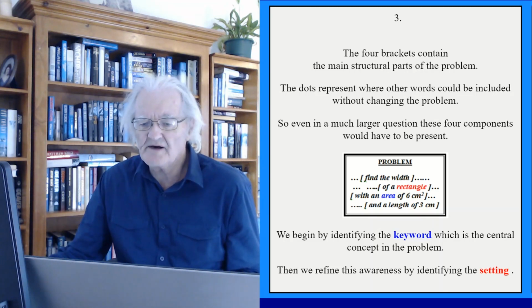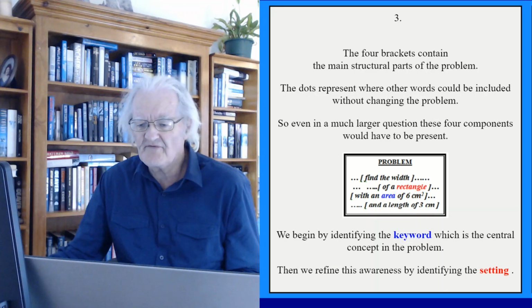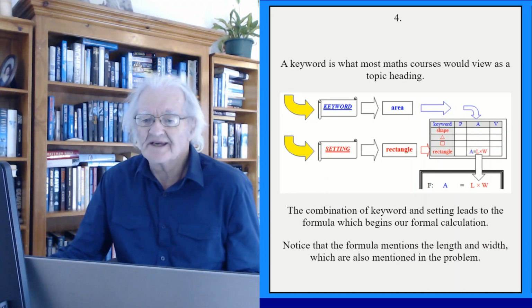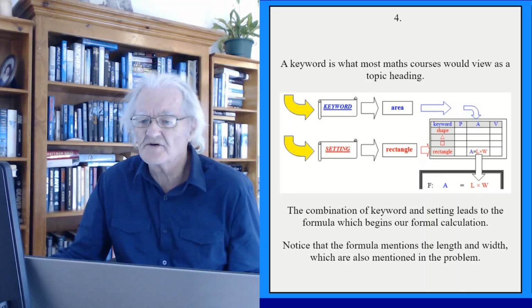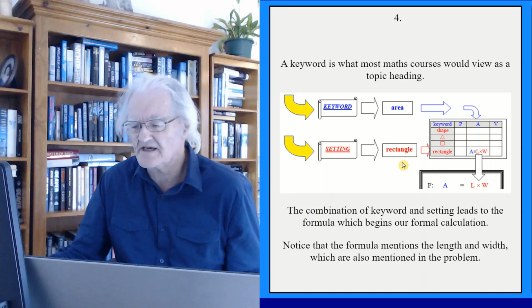We begin by identifying the keyword, which is the central concept in the problem. Then we refine this awareness by identifying the setting. A keyword is what most courses would view as a topic heading. So here, our analysis finds the keyword is area. The analysis also indicates that the setting is a rectangle.